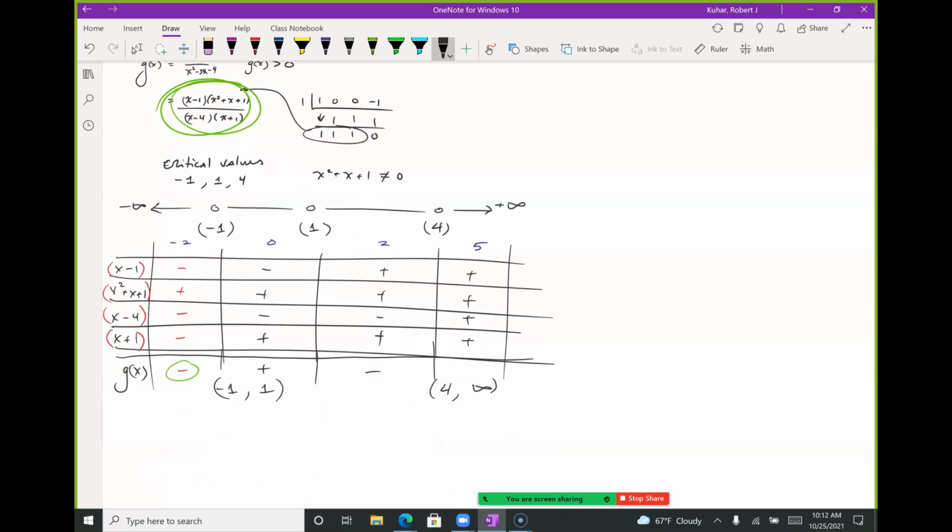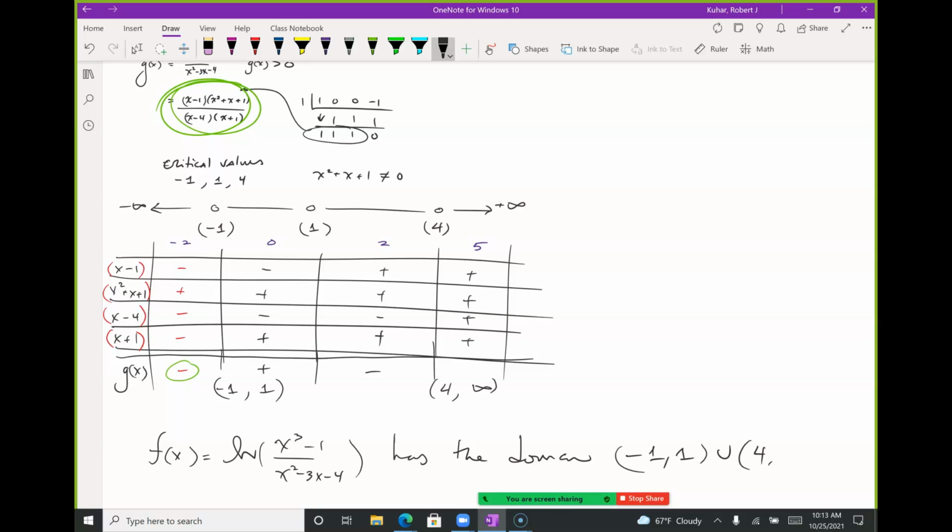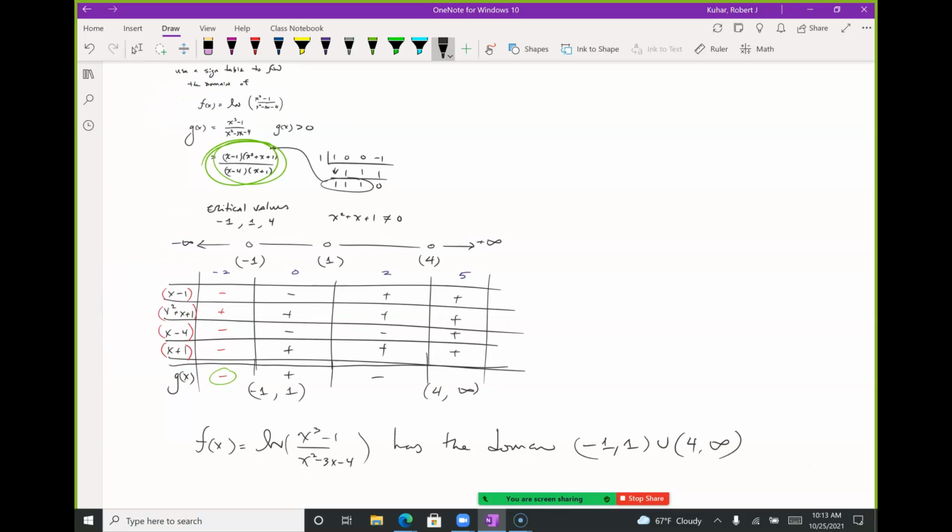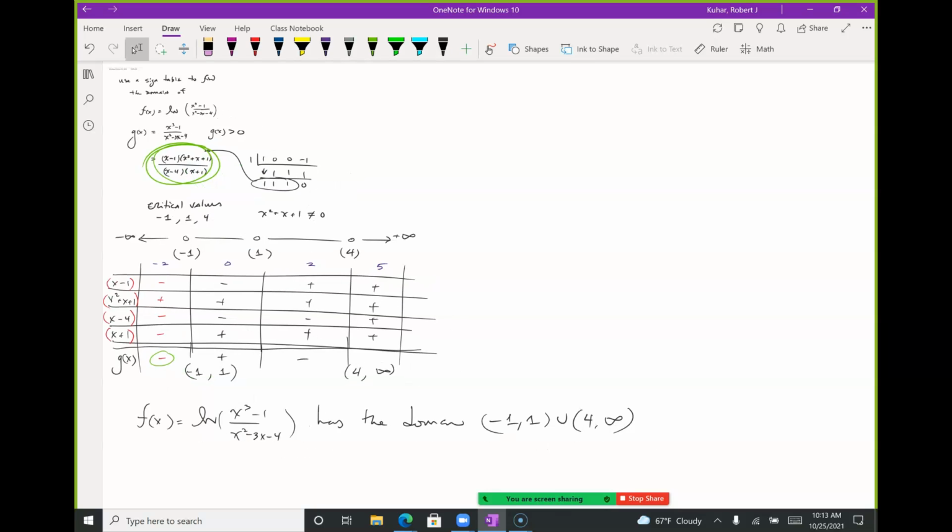So f of x equals the ln of x cubed minus 1 over x squared minus 3x minus 4 has the domain -1 to 1 union 4 to infinity. And of course, the graph will verify it, that I have those two pieces that are above the x-axis for g of x.